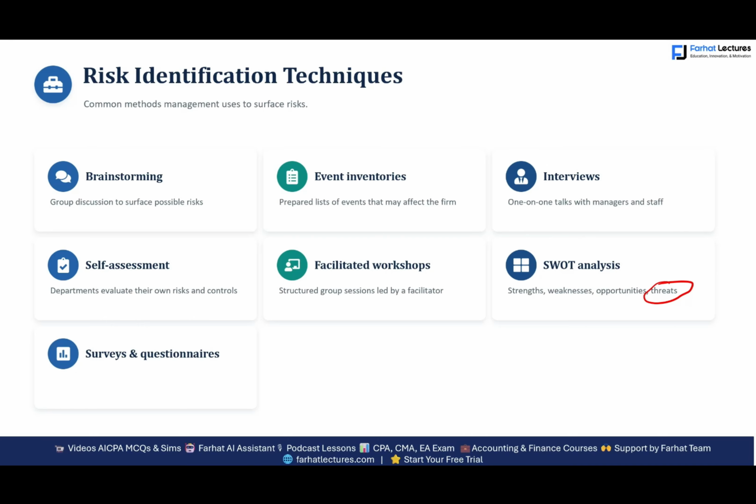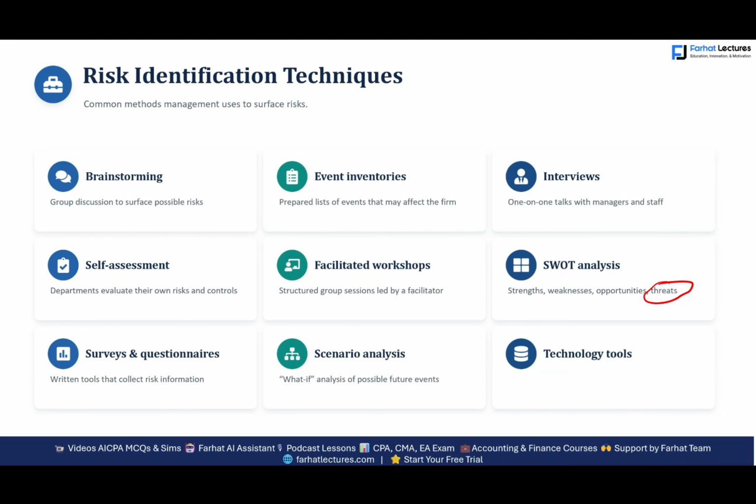Surveys and questionnaires. Just ask employees about work safety concerns or any risk that they can see. That's another way to identify risk. Scenario analysis. What-if analysis of possible future events. What if our largest supplier suddenly goes out of business? Do we have an alternative? Also, we could use technology tools, like software and databases that track risks. For example, cybersecurity risk management software that flags unusual network activity that might indicate cybersecurity attacks.